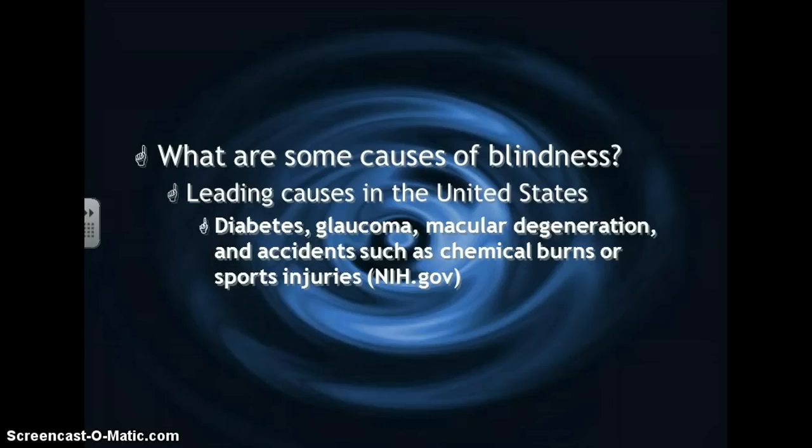The leading causes of blindness in the United States: diabetes, glaucoma, macular degeneration, and then accidents like chemical burns or sports injuries.